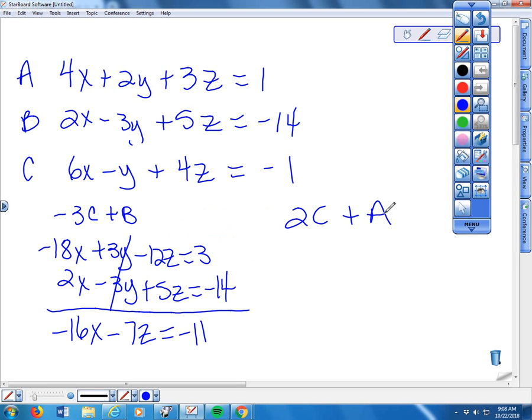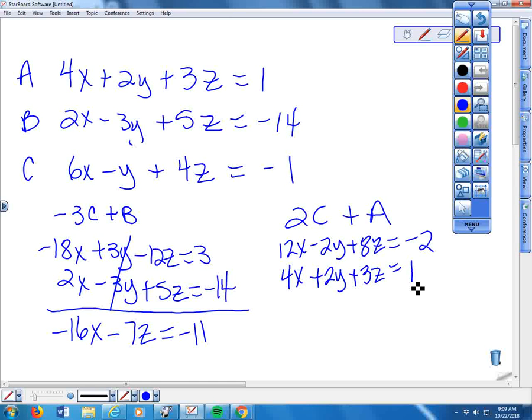Okay, so now I'm going to take 2 times c. Don't forget to multiply it through all the way to the end. Some of you forgot to do that on the quiz. And I'm going to add that to a. And I'm going to get 16x. Y's cancel.